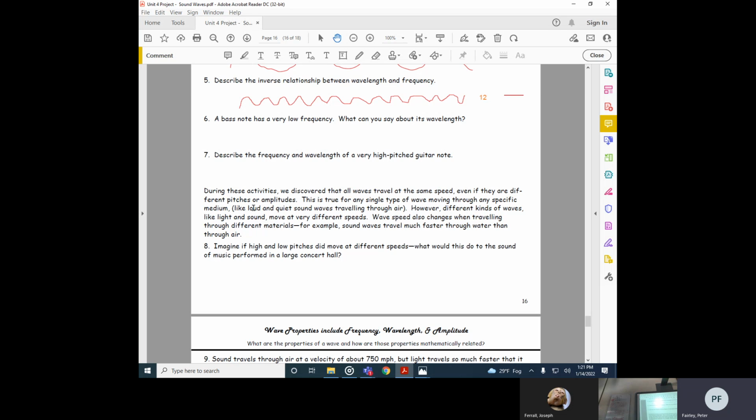Think about it. At a big concert, somebody way in the back. What if the bass notes from the bass drum and the treble notes from the guitar did not travel at the same speed? Would the music be synced up correctly? Or would it be fragmented? Okay, so that's what number 8 is asking you about. Just imagine if they didn't travel at the same speed, what would it be like to listen to that music?